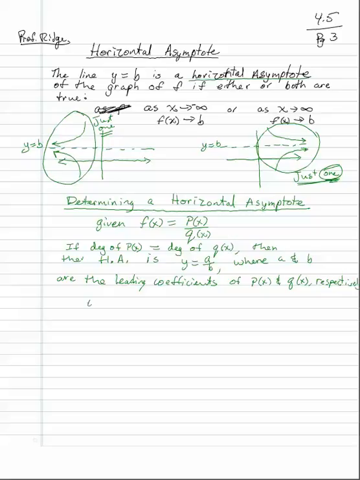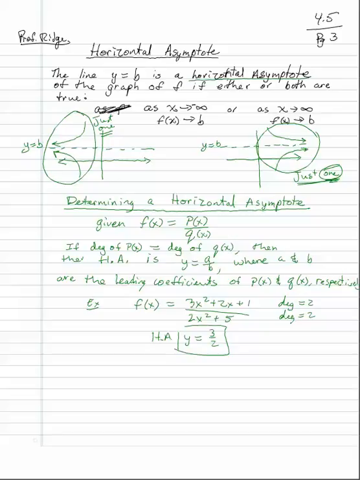An example would be if f of x was 3x squared plus 2x plus 1 over 2x squared plus 5. The degree of the top is 2. The degree of the bottom is 2. So those are equal to each other, so the horizontal asymptote is y equals 3 over 2.